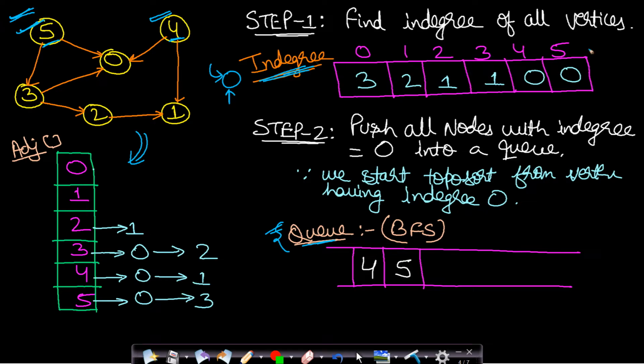So I will take an in-degree array of size 6, and using this adjacency list, I will traverse and mark the in-degree values. I will start iterating from 0. For 0 there are no adjacent nodes, so we go to 1. For 1 also there are no adjacent nodes, so we go to 2. For 2 there is one adjacent node, which is 1. Therefore the in-degree of 1, which was initially 0, will be incremented by 1.